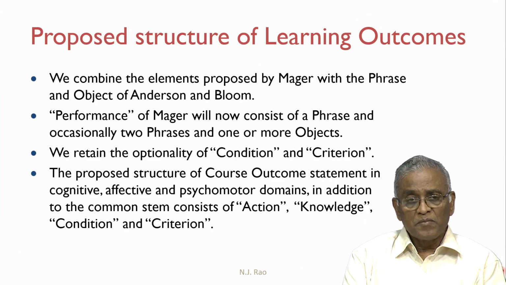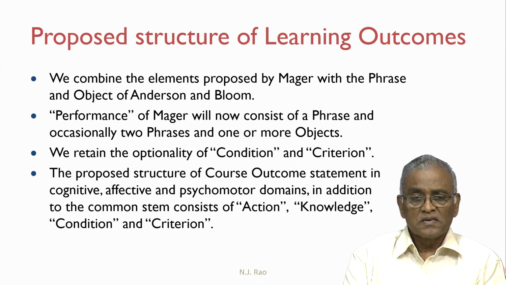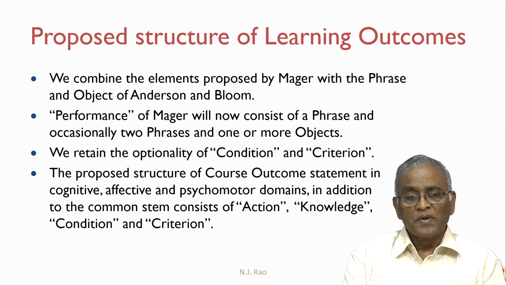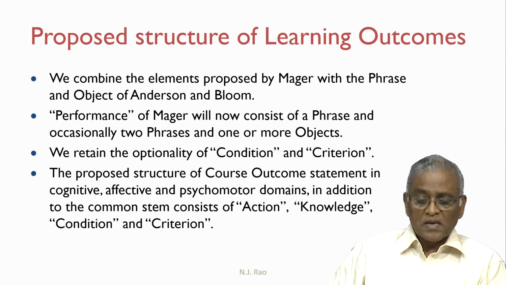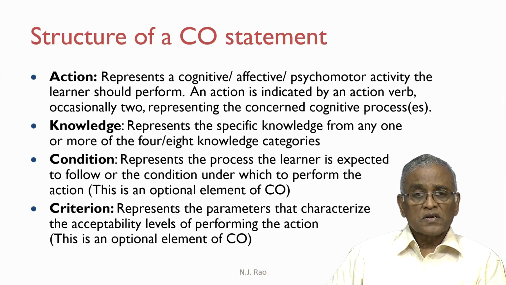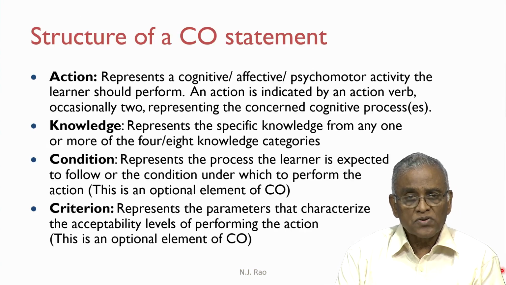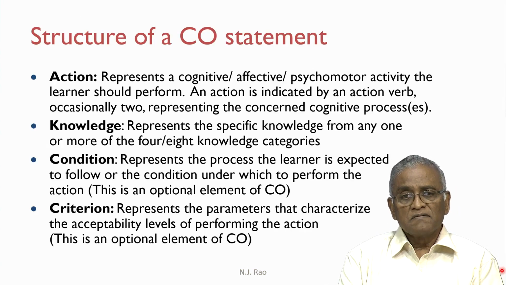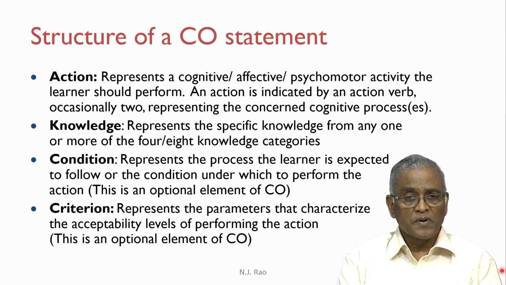The other one is the proposed structure. The statement can be in cognitive, affective or psychomotor domains. It consists of action, knowledge, condition and criterion. There are 4 elements of the proposed structure, of which 2 are optional. Let us take a look at the structure of a CO statement. Action represents the cognitive, affective, psychomotor activity the learner should perform. An action is indicated by an action verb, occasionally 2, representing the concerned cognitive process or processes.